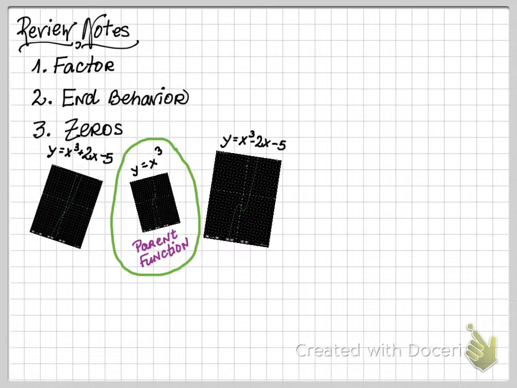And that has to be written as: as x goes to the right, y goes up. As x goes to the left, y goes down.